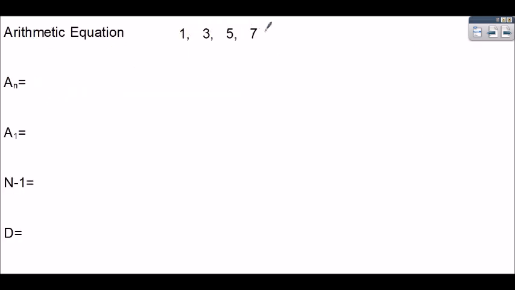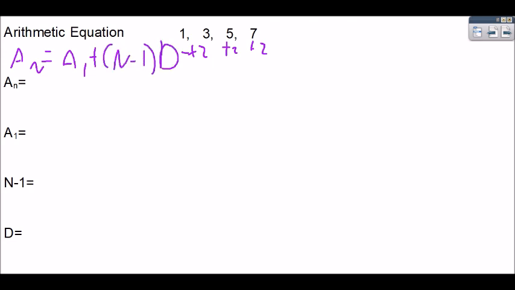When I give you a list of numbers, we could keep adding this plus 2 forever. Or I could do an equation and you could tell me how to find the 100th term. So this is my first term, second, third, fourth. If I wanted to find the 100th, would you want to add plus 2 over and over again, or do an equation that gets us straight to it? Our equation is A sub n is equal to A1 plus n minus 1 times d.